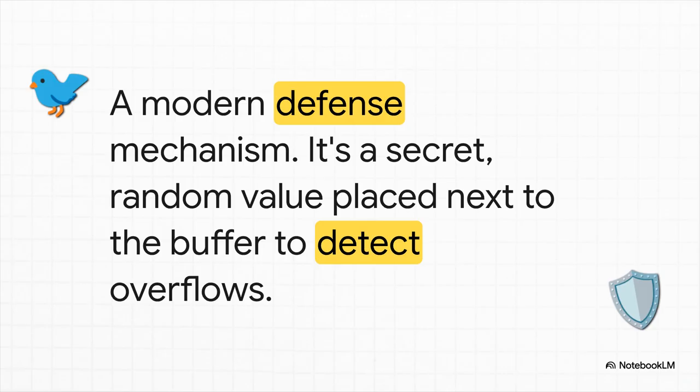Well, it's because modern compilers are pretty smart. They automatically stick in a defense mechanism called a stack canary. Think of it like a secret tripwire. It's a random number placed in memory right next to our buffer. Before the program finishes up, it checks to see if that secret number is still there. Our overflow of A's wrote right over it, which set off the alarm.